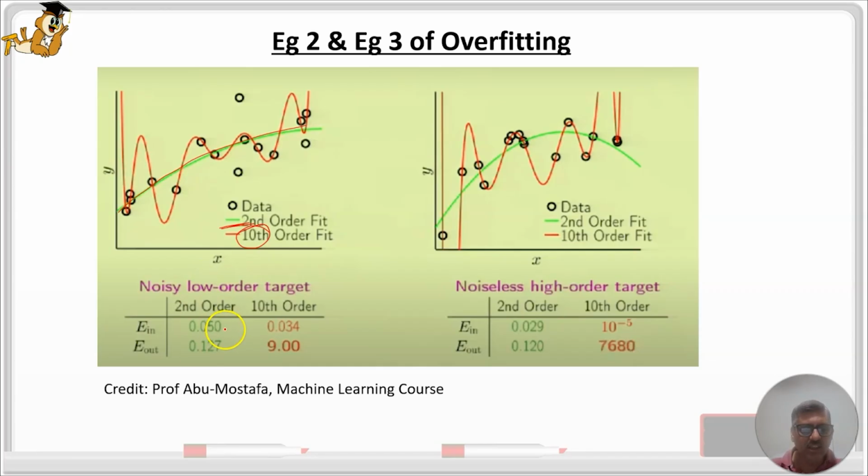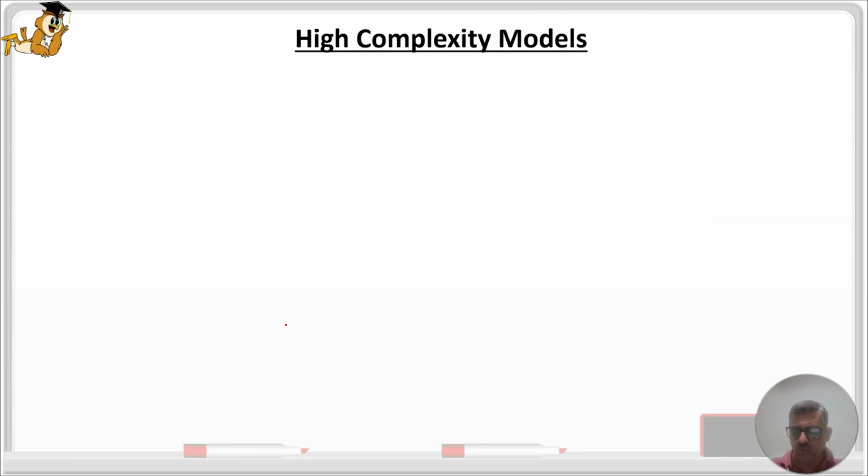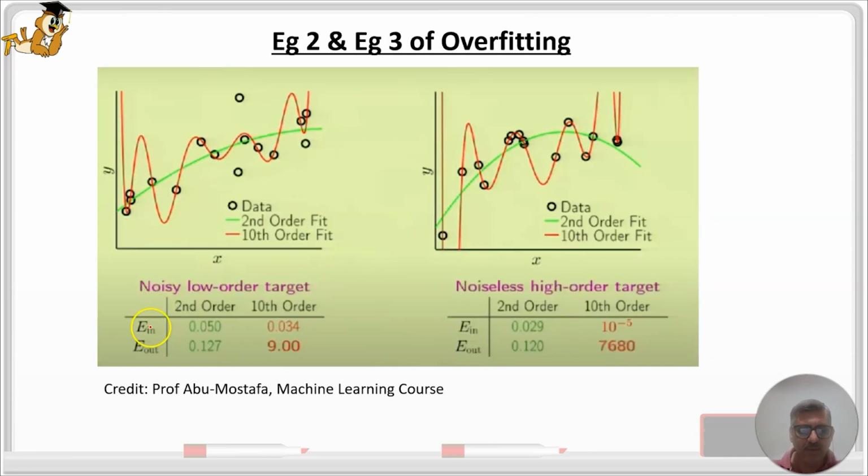And what you can see is that the E in for the 2nd order case is 0.05, and for the case of the 10th order polynomial it is 0.034. E out here is 0.127 and E out over here is actually 9.0. So what this tells us is that the 10th order polynomial may actually give you a lower E in, but it's going to get destroyed on E out. It's going to give you a substantially larger E out simply because of the nature of the higher order polynomial.